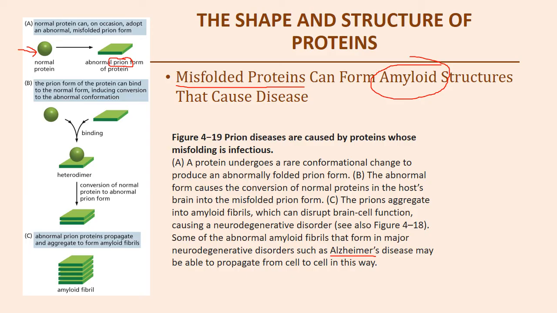Now, the problem with the prion, in addition to it no longer functioning, is that there have also been cases where a prion can start interacting with other proteins that have their quote-unquote normal structure and shape, and by binding to them, it will actually convert the normal protein to also an abnormal prion form.